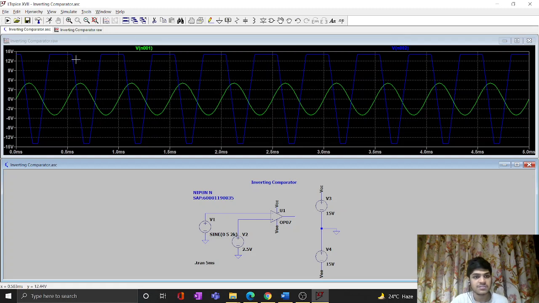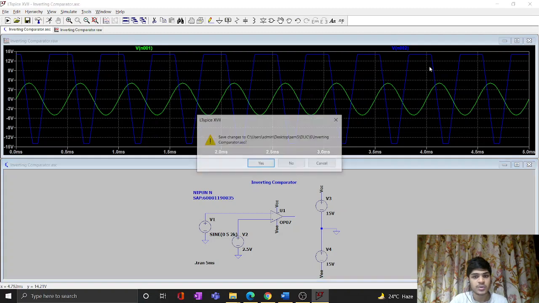So ideally we should be getting a straight drop to the minus VSAT whenever it goes below the reference voltage, but here it takes time to go to the negative VSAT, and it takes some time to go to the plus VSAT because of the higher slew rate of the OP07. This is one of the drawbacks that we face while using OP07, so better op amps could be used.